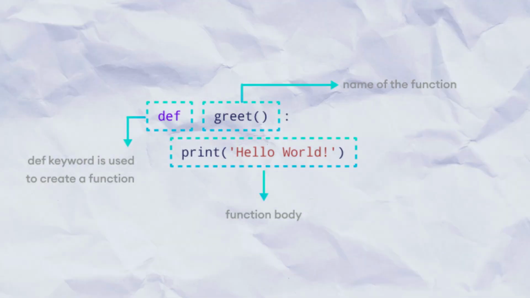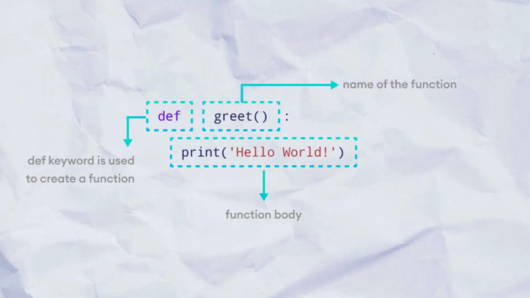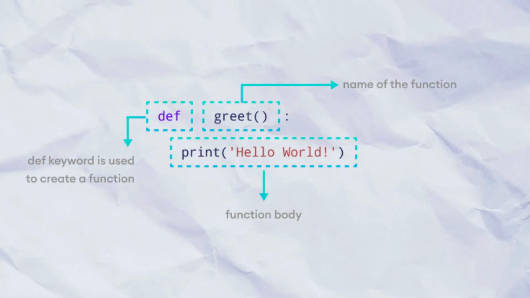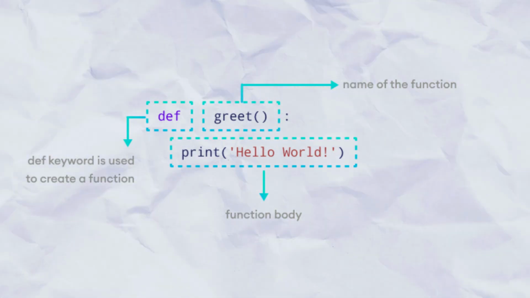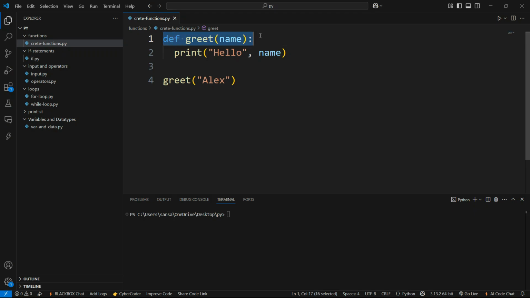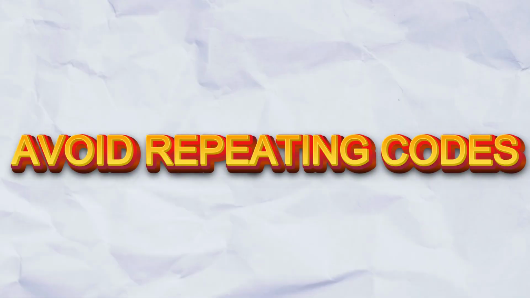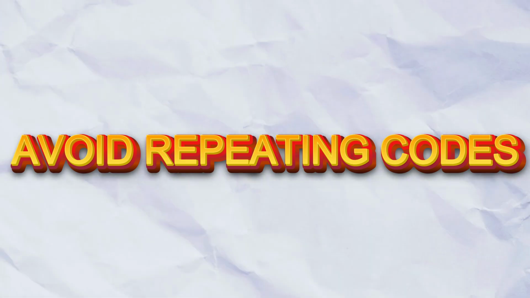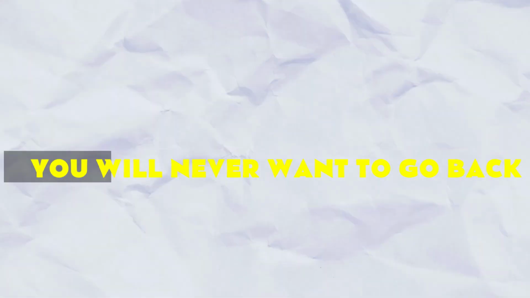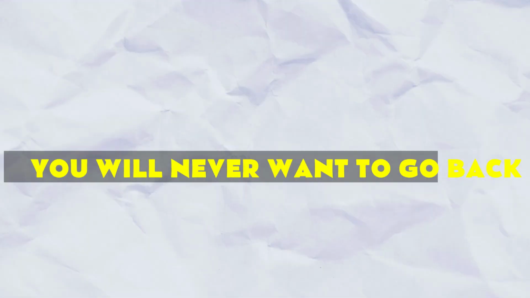Functions are blocks of reusable code, and they're a must-know for writing clean, organized programs. In Python, we define a function using the def keyword, like this. Now whenever we call greet("Alice"), it prints, hello Alice. Why use functions? They help you avoid repeating code, keep things tidy, and make your programs easier to test and update. Trust me, once you start using functions, you'll never want to go back.